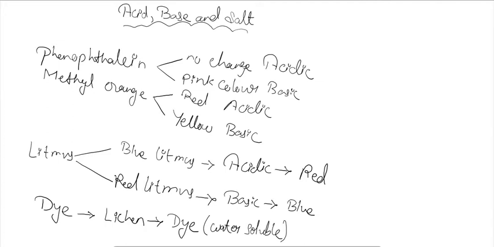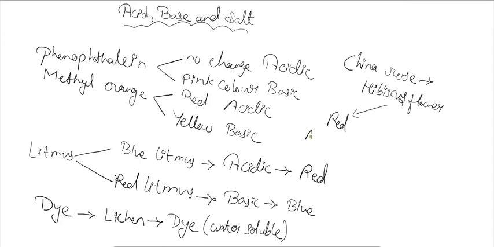Similarly, we have used China rose indicator. It was made from hibiscus flower. The hibiscus flower was left in warm water for some time, and a pinkish-colored liquid was formed. If we add an acidic substance to this, the color becomes more red, dark pink, so it is acidic. And if a greenish color is obtained on adding the substance, then the substance is basic in nature.